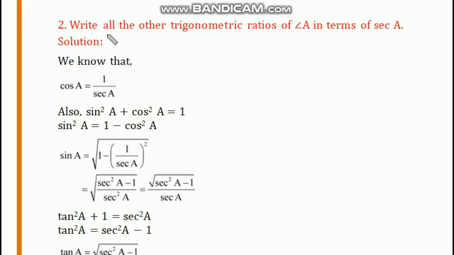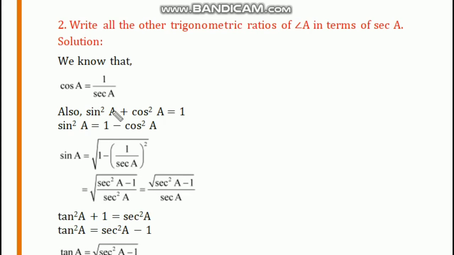Students, let's discuss exercise 8.4, second sum. Write all the other trigonometric ratios of angle A in terms of secant A. So we know that cos A equals 1 by secant A. Okay, so the inverse of cos A is secant A. Here directly we can take it. Then the remaining ratios sine, tan, cosecant, cot, we need to change in terms of secant. Except secant, the remaining four ratios we need to change in terms of secant.